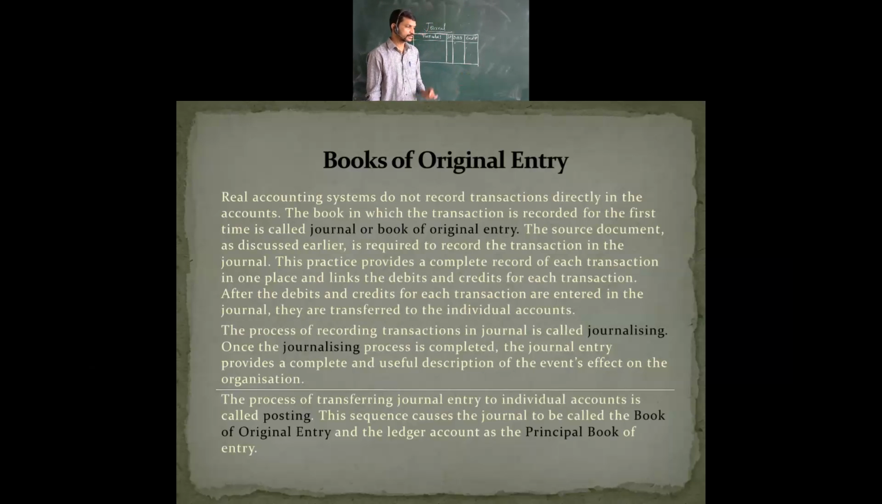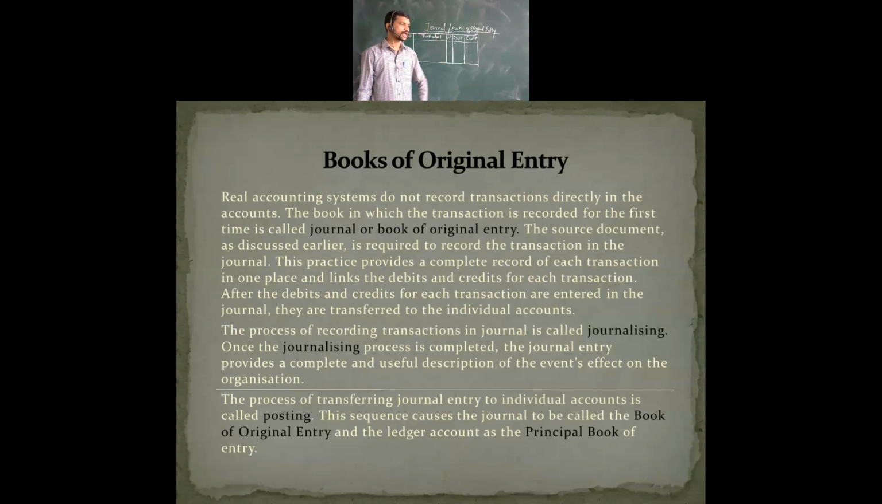This sequence causes the journal to be called the book of original entry. That is what this journal is called, the book of original entry. Specifically, what we are discussing as the book of original entry is none other than the journal. That's it.